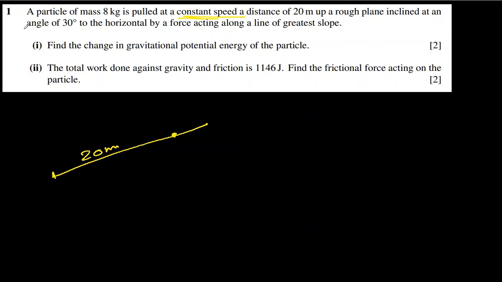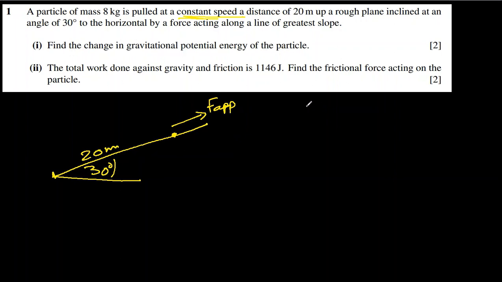The inclined plane is at an angle of 30 degrees to the horizontal, by a force acting along the line of greatest slope. So this is the line of greatest slope. Let's say this is the force applied. Find the change in gravitational potential energy of the particle.